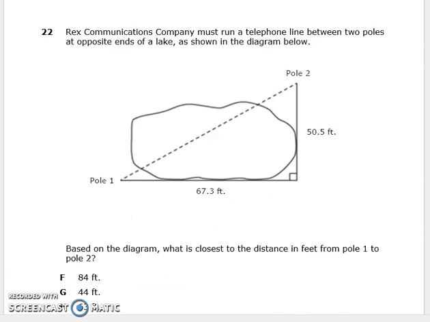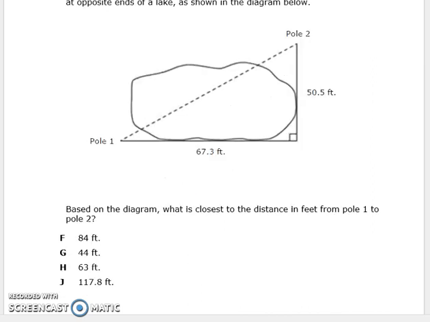Number 22. Rex Communications Company must run a telephone line between 2 poles at opposite ends of a lake, as shown in the diagram below. Based on the diagram, what is the closest to the distance in feet from pole 1 to pole 2? F, 84 feet, G, 44 feet, H, 63 feet, or J, 117.8 feet?